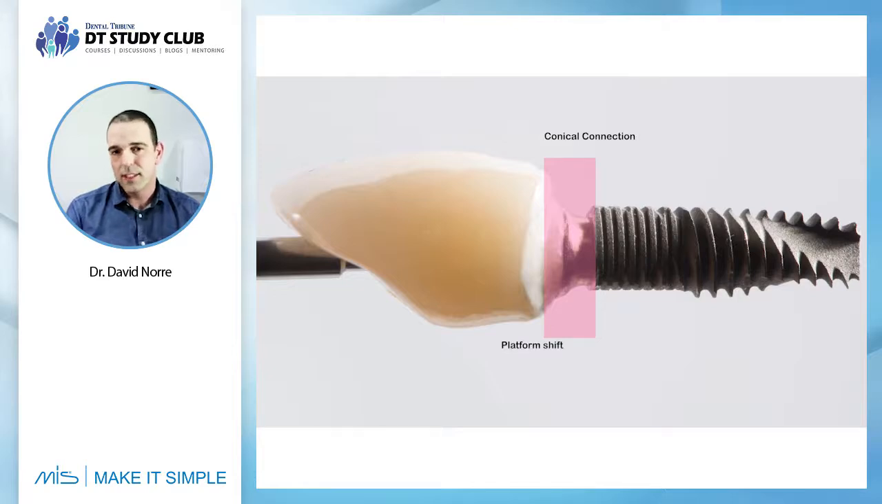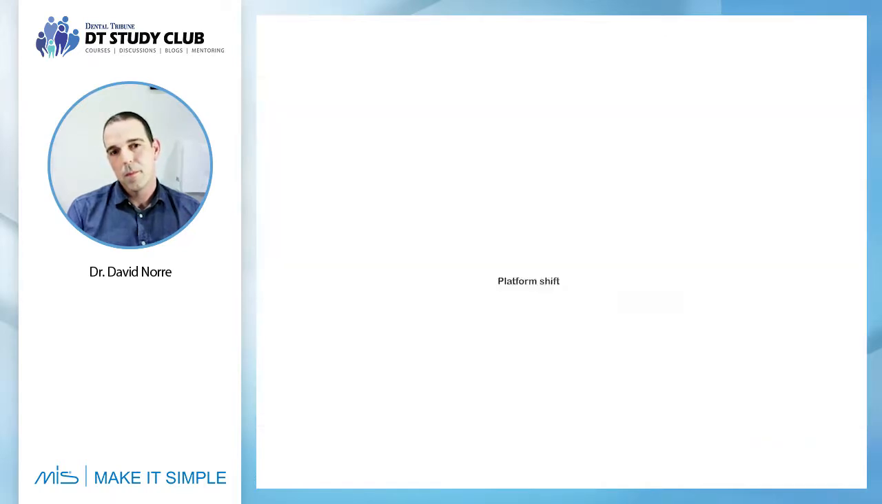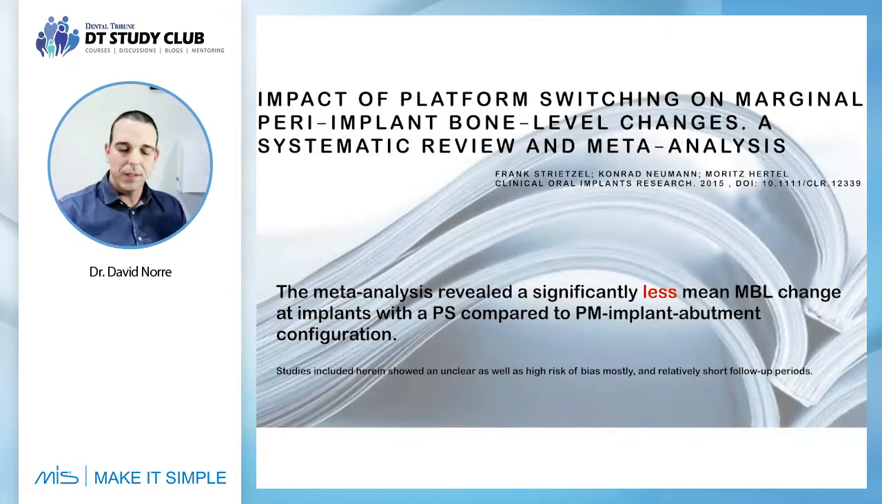We have to tell a dental technician how to work. And this zone is characterized by two types: you have a platform shift and a conical connection. But what does it mean? What's a real platform shift? A platform shift is in fact an abutment that is smaller than the implant. It means that you have less marginal bone loss, as described by Strietzel in his meta-analysis in 2015. So if you have a platform shift, you have less bone loss than with platform matching implants.